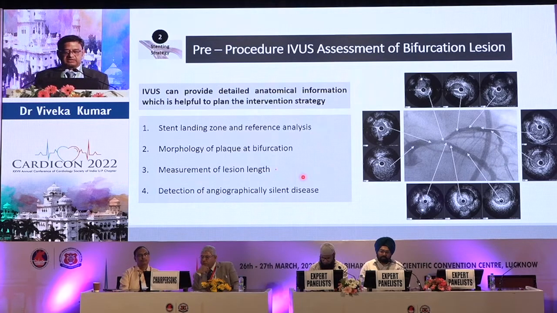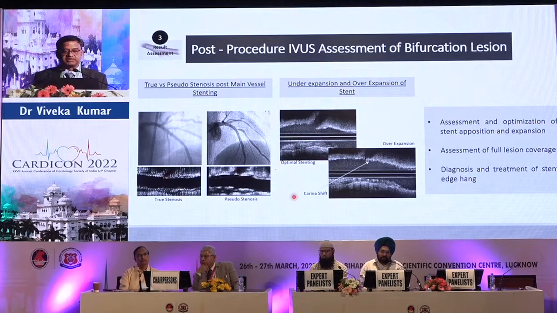And angiographically silent disease is very important to find out, and you cannot find it out unless you have done imaging. So that is why the imaging is very important. Also, we need to look at the post-procedure IVUS assessment of the bifurcation lesion. So this is the under-expansion and over-expansion of the stent.